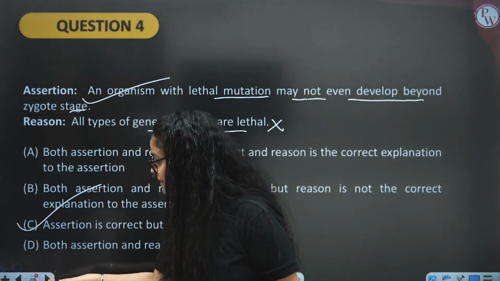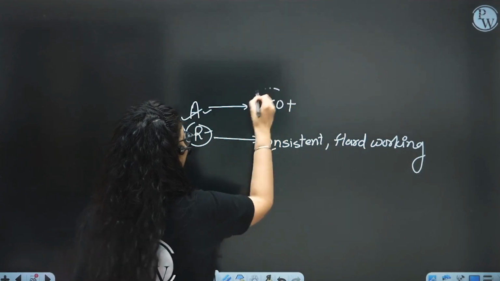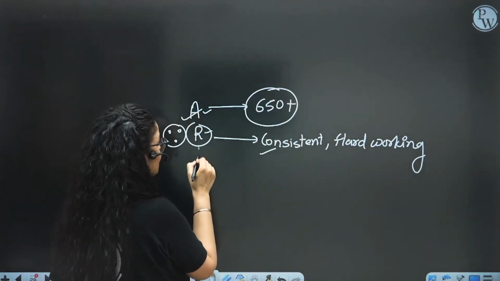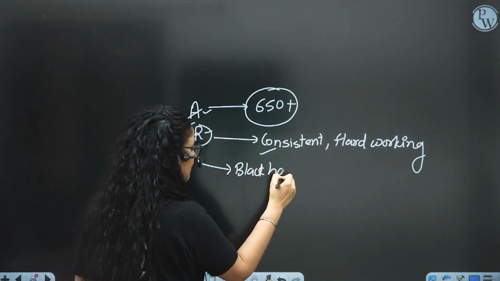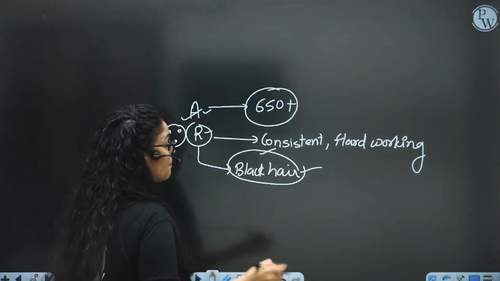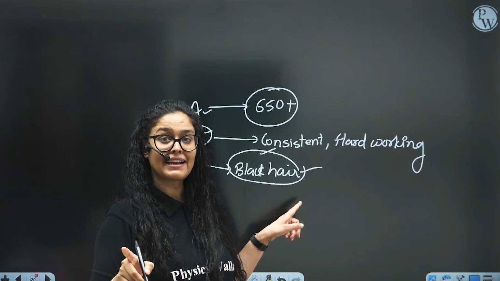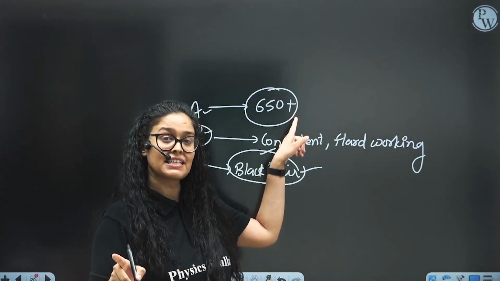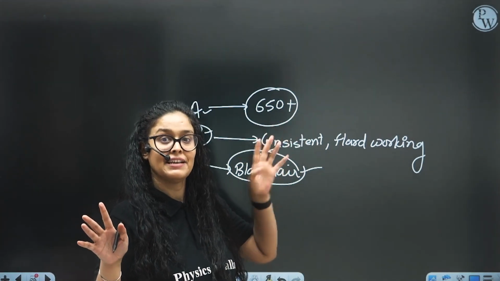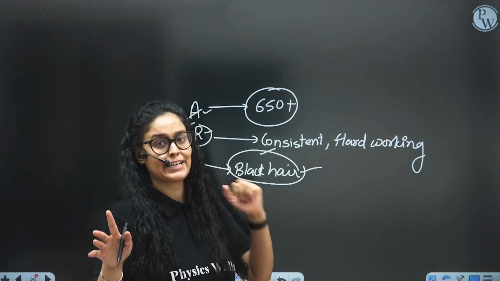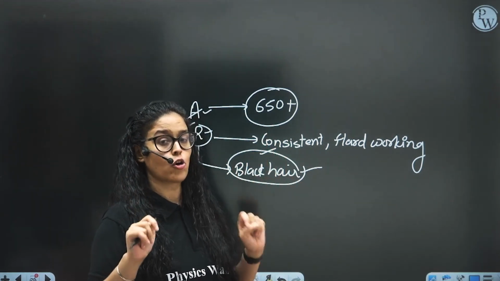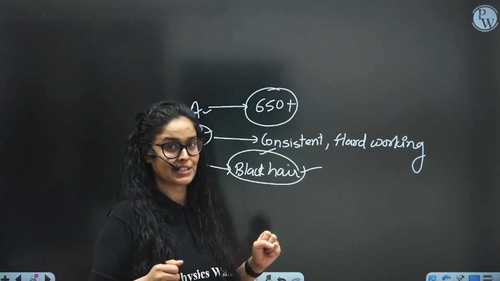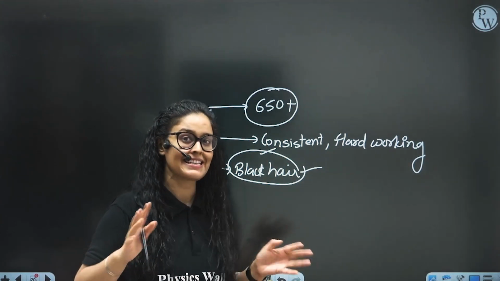When do you choose B? Suppose a person is getting 650 marks and I'm giving the reason because he's having black hair. Perhaps he's having black hair, it's a very true statement. But because he's having black hair, that's why he's getting 650 marks, it's not justifying it. So in that case, you will choose the second option: both assertion and reason are true, but the reason is not the correct justification for the assertion. And the rest, C and D, you know.